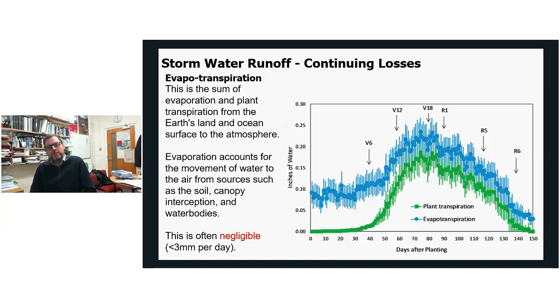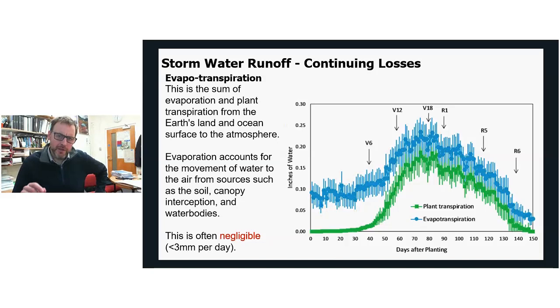So evapotranspiration. So this is the sum of evaporation and plant transpiration from the Earth's land and ocean surface to the atmosphere. Evaporation accounts for the movement of water to the air from sources such as the soil, the canopy, interception, and water bodies. So in the UK, by and large, this is viewed as being negligible in most circumstances because it's around 3 millimetres of rainfall per day. So obviously over a year that amounts up to something that's quite significant.